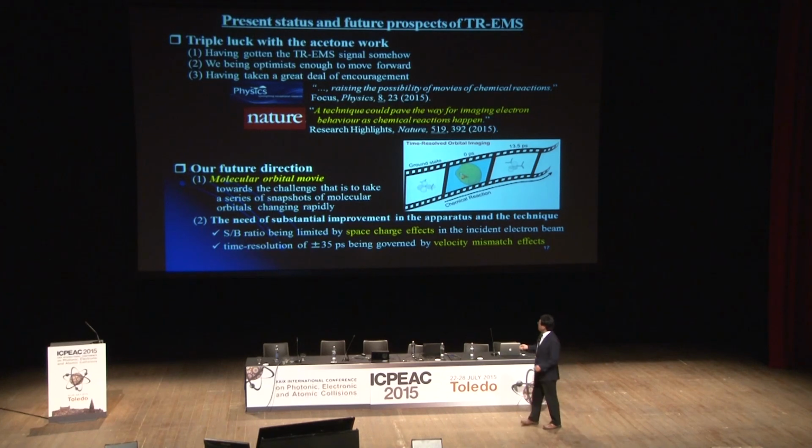The signal-to-background ratio is limited by the space charge effect in the incident electron beam intensity. And the current time resolution of 35 picoseconds is governed by the velocity mismatch effect that originates in the propagation speed difference between the light and electron pulses employed. These are really awkward problems, so any of your comments and suggestions are important to us and highly appreciated.